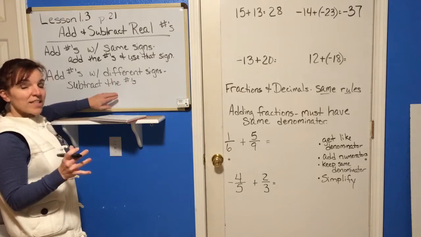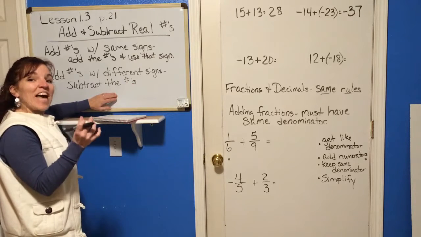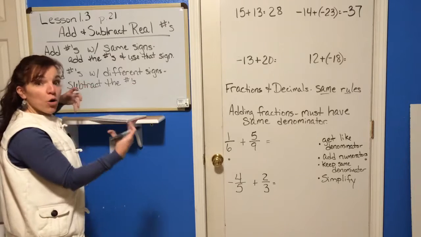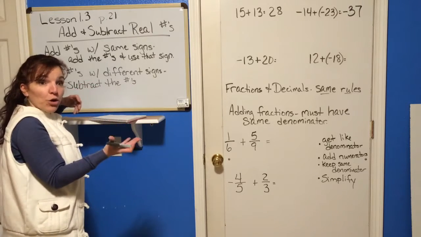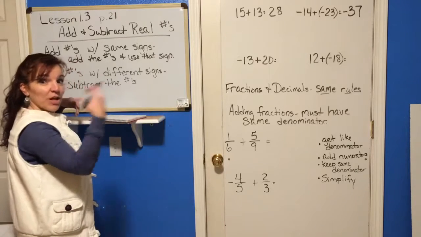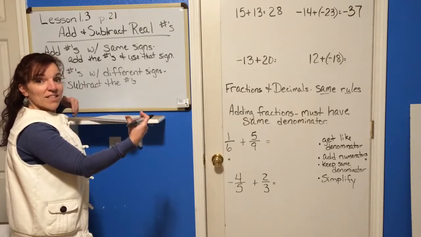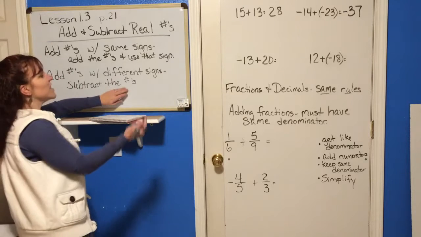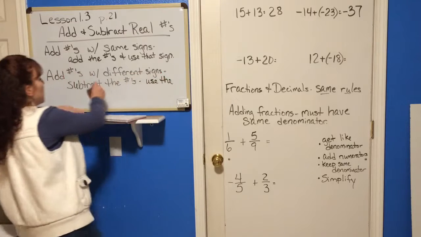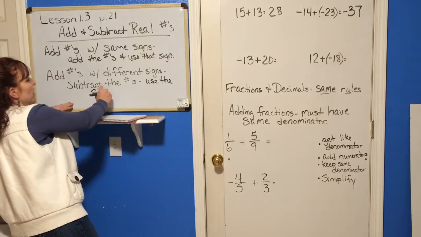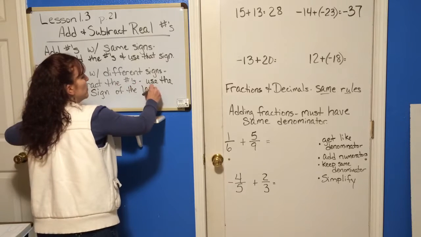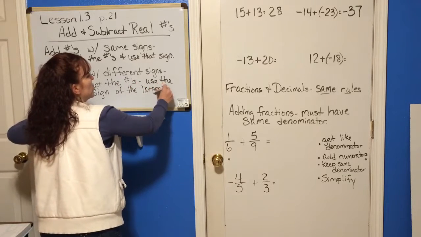So you're going to subtract the numbers, and then the way you determine the sign is whichever number is bigger, that gets the sign. So if you borrow more money than you earn, then your answer is going to be negative. But if you earn more money than you spend, then you're going to have a positive answer. So you're going to subtract the numbers and use the sign of the larger number. Make sure this is in your notes.